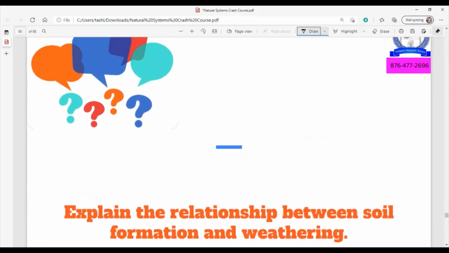So our question now: explain the relationship between soil formation and weathering.